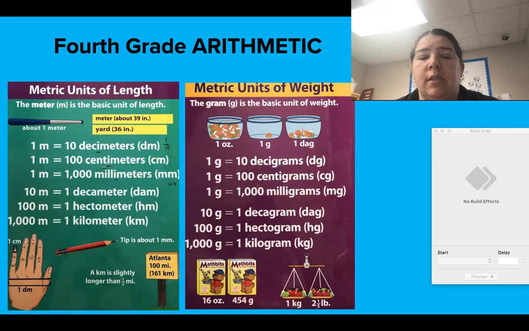1 gram equals 10 decigrams. 1 gram equals 100 centigrams. 1 gram equals 1,000 milligrams. 10 grams equals 1 decagram. 100 grams equals 1 hectogram. And 1,000 grams equals 1 kilogram.